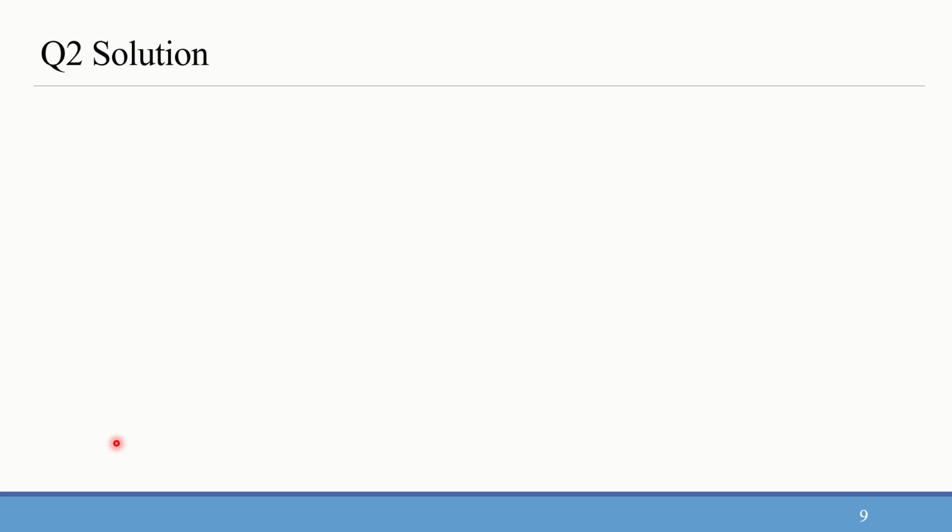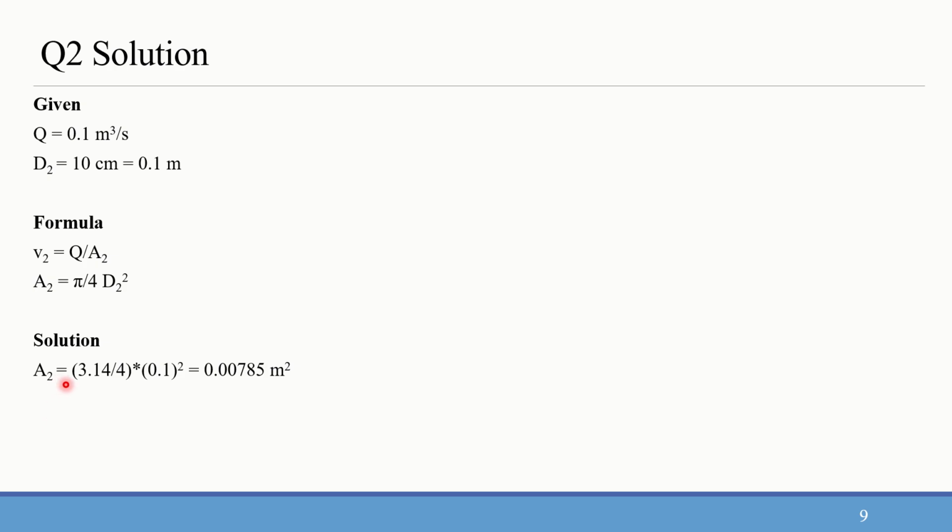In the same problem, we just need to change the numbers. It is given that Q is 0.1 meter cube per second, it remains the same, and d2 is 10 centimeters, so it is 0.1 meter, and the formula remains the same. V2 is equal to Q by A2, and A2 we need to calculate again. A2 is equal to pi by 4 d2 square. So pi is 3.14 divided by 4 into 0.1 square. That gives us 7.85 into 10 power minus 3 meter square.